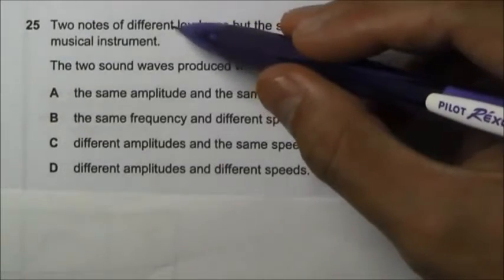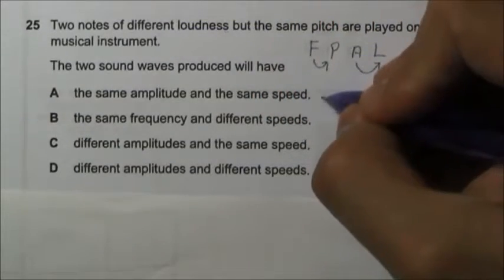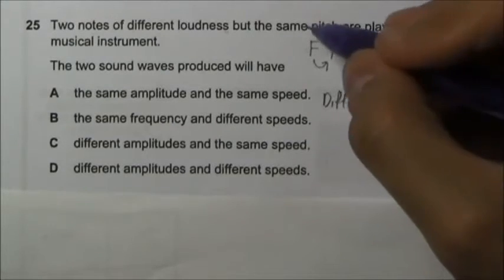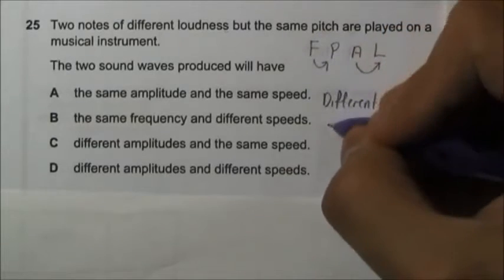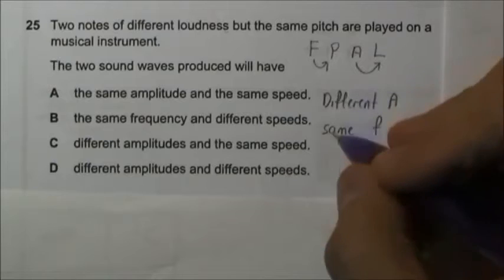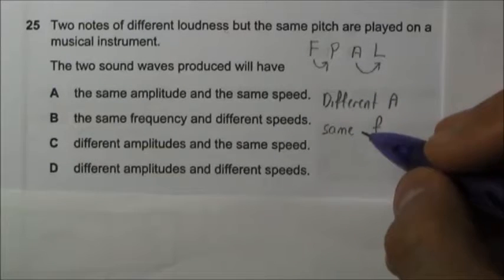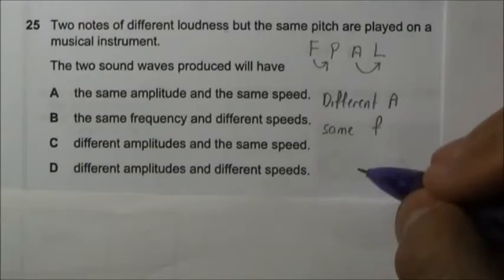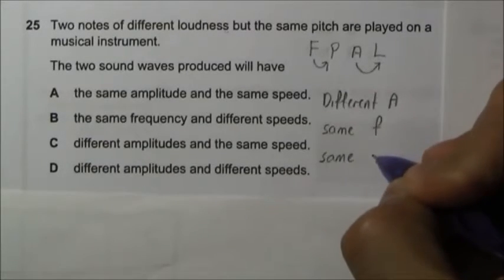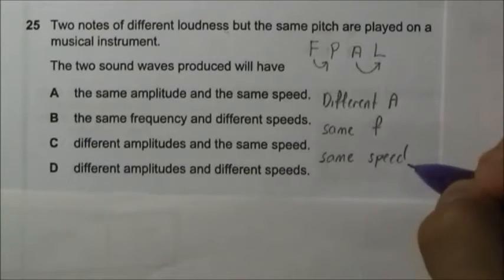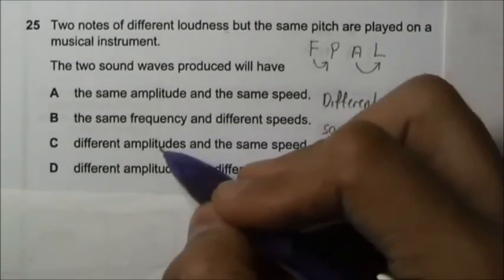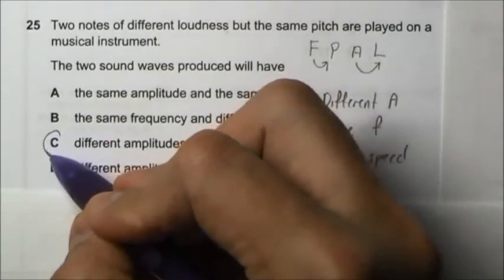So if these two notes are of different loudness, we can say that the amplitude should be different, and the pitch is the same, so we can say that the frequency is the same. Okay, and since the two sounds are traveling in the same medium, which is air, they should have the same speed. So the answer in this case should be different amplitude and the same speed, which is C.